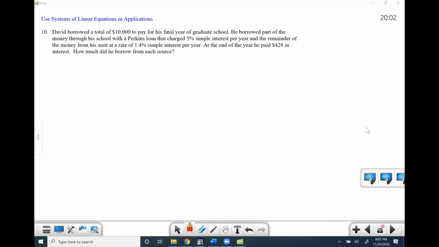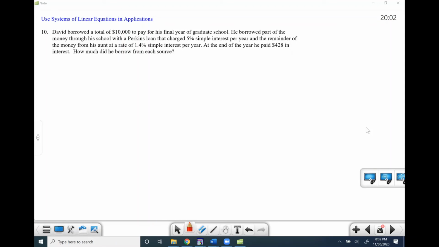All right. David borrowed a total of $10,000 to pay for his final year of graduate school. He borrowed part of the money through his school with a Perkins loan that charged 5% simple interest per year. The remainder of the money he borrowed from his aunt at a rate of 1.4% simple interest per year. At the end of the year, he paid $428 in interest. How much did he borrow from each source?